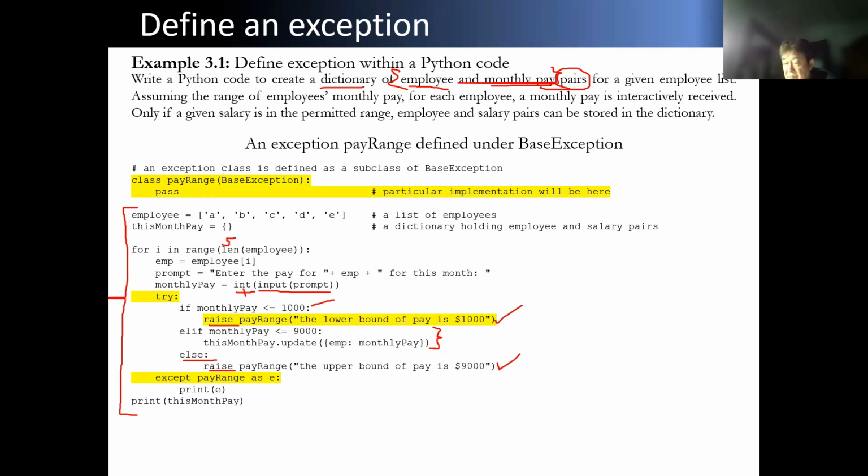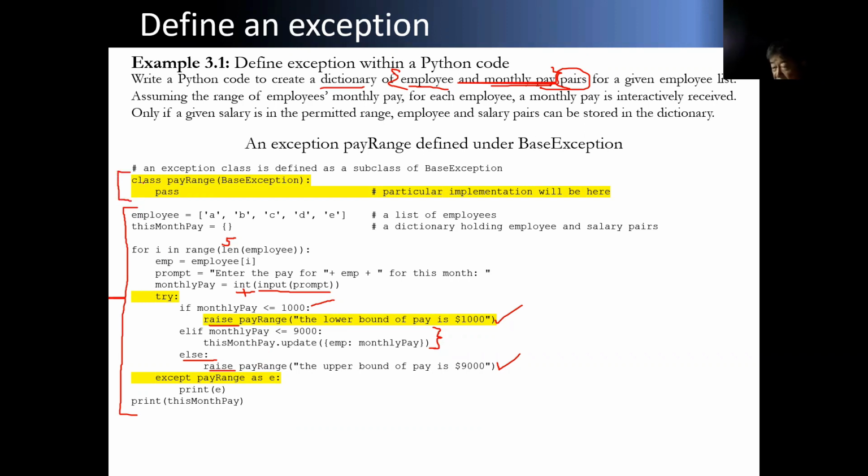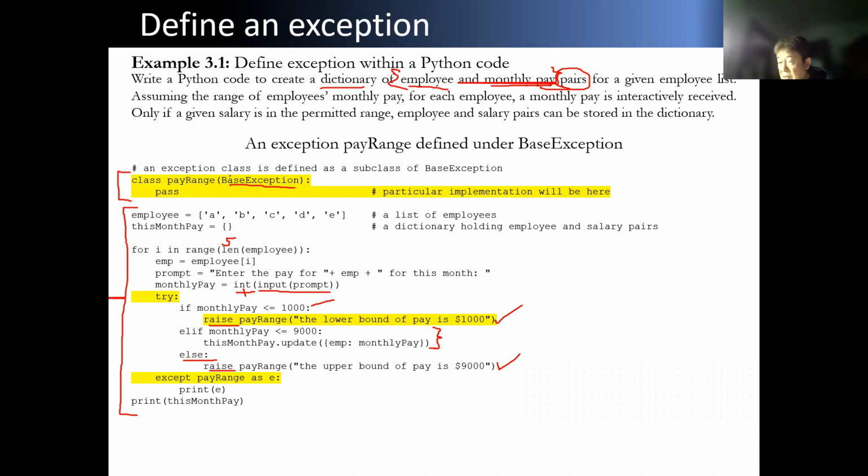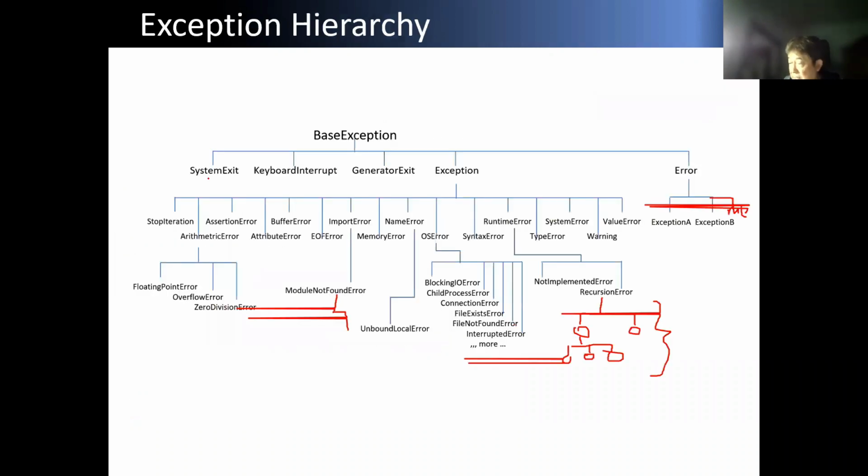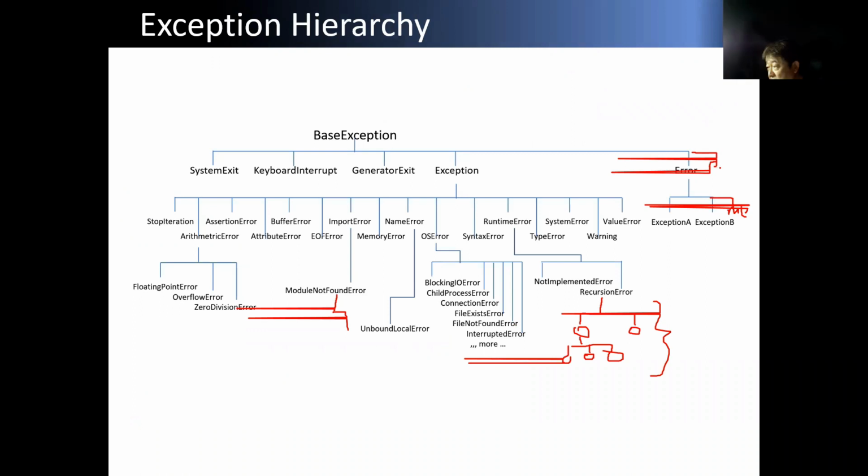So pay range needs to be defined before we use this. By the way, up here, we already defined it. Class pay range. This is pay range. This is class, but everything is class if it is an object-oriented language. So pay range is a class, but this is a subclass of base exception. What it means is that pay range is defined here. So we have a pay range. Pay range will sit in this place in this hierarchy.